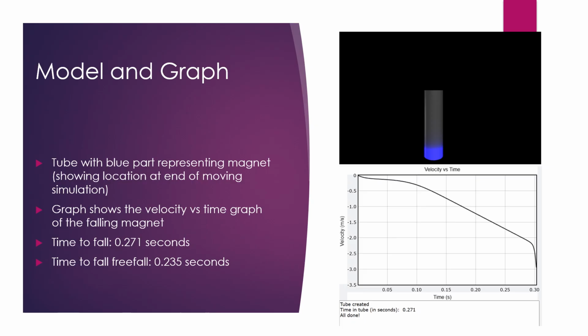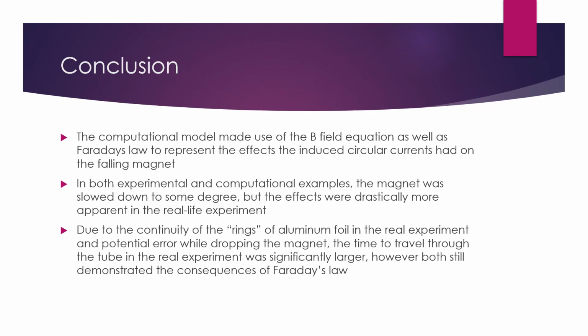So here's the modeling graph. It shows the end of it, so where that blue line is, that's where the magnet is at the end of the trial, which makes sense because it's at the bottom, of course. The graph shows the velocity versus time of the falling magnet. It took 0.271 seconds to fall, and like I said, the free fall time is 0.235 seconds. So it did demonstrate some level of understanding of Faraday's law and how that reduces the time it takes for the magnet to fall through the tube.